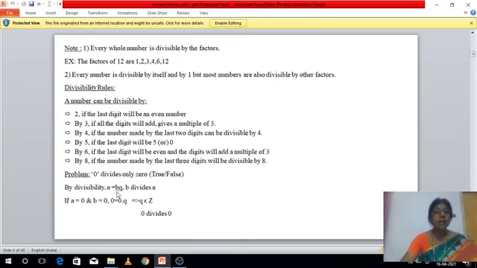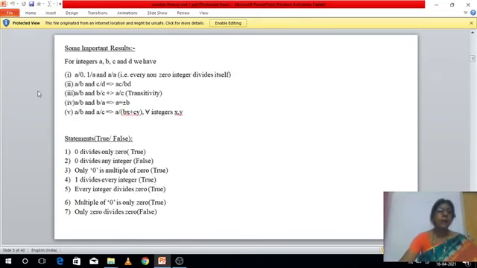And in place of B, suppose you take 0. What is 0 into Q? That is 0, and A is also 0. Then A equal to BQ means B divides A. 0 is equal to 0 times Q means 0 divides 0. Only 0 divides 0. It is a true statement. Next we see some important results.